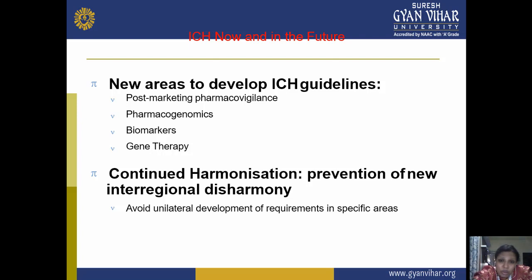Similarly, in pharmacogenomics also, the ICH is developing its guideline. Then in case of biomarkers, there is also no guideline related to biomarkers in the ICH, so they are developing it too. As well as in gene therapy, because it is a novel therapy, ICH is also developing the guideline related to gene therapy. So these are the new areas ICH is working on: post-marketing pharmacovigilance, pharmacogenomics, biomarkers, and gene therapy.